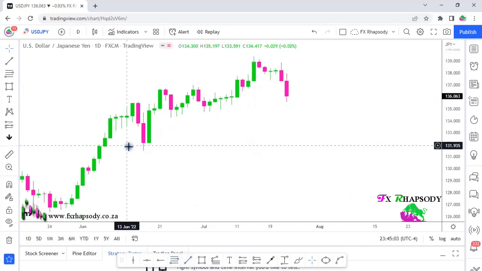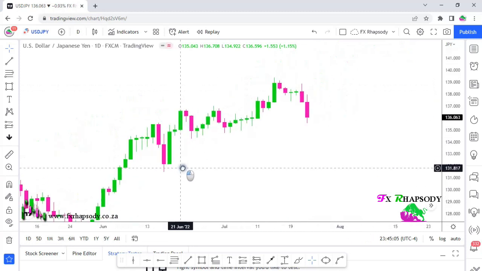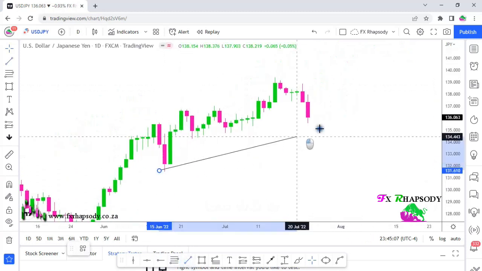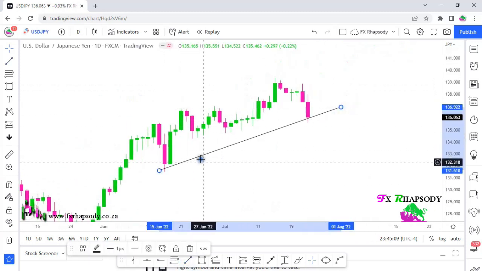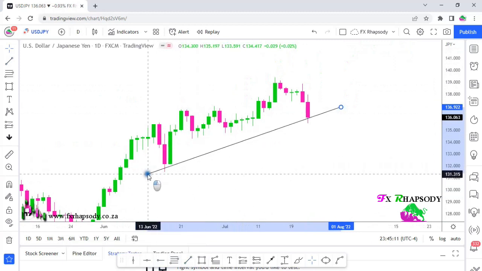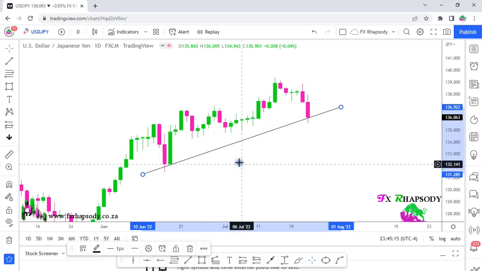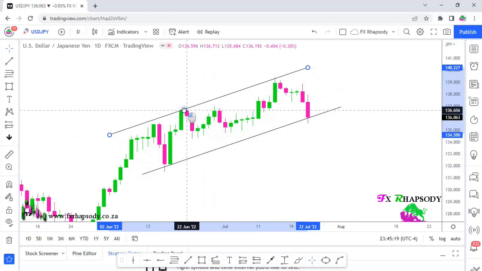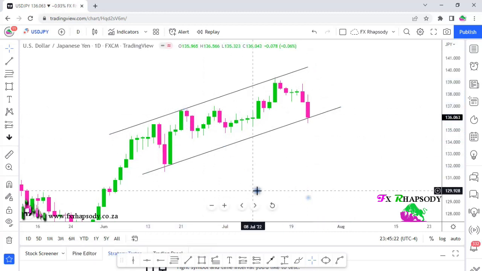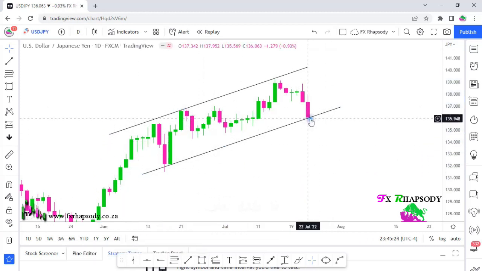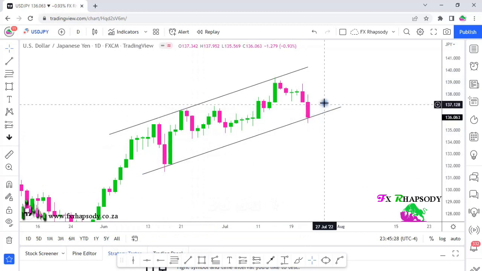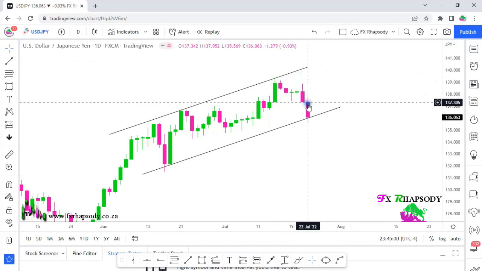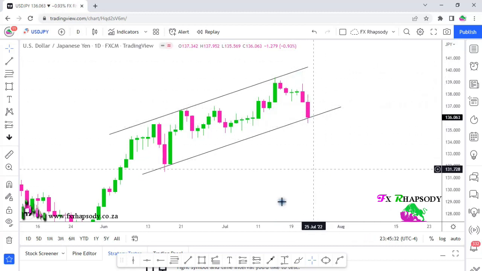So I'm just going to just want to highlight or just draw a line over here. Okay, a trend line. Just going to do that, and then I'm just going to make a clone of that, just to show you. So basically, we have got that channel that is moving up. So will it respect this trend line to say that price is now going to start going up again, or will it break this trend line and then we see continuation downwards?